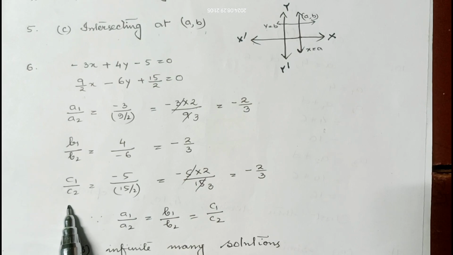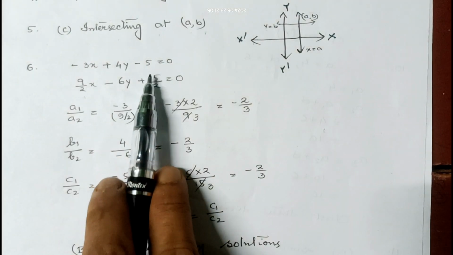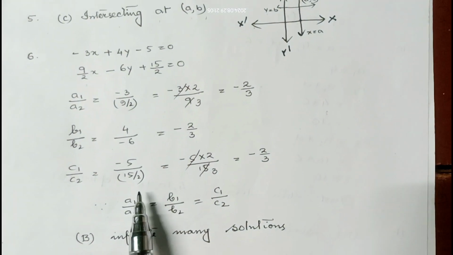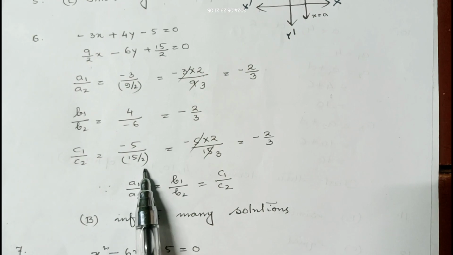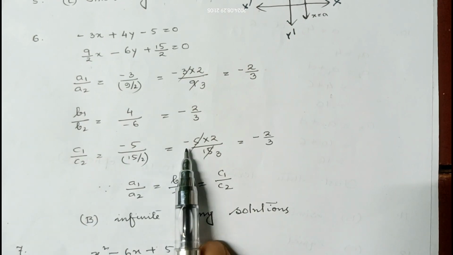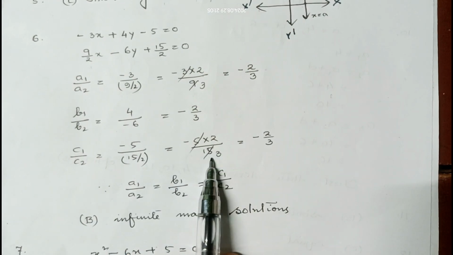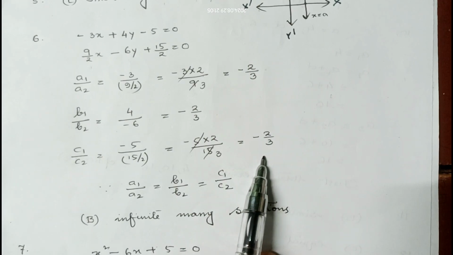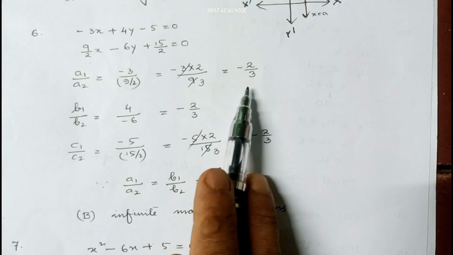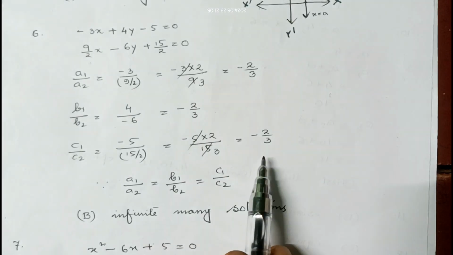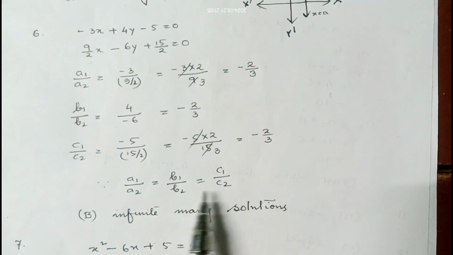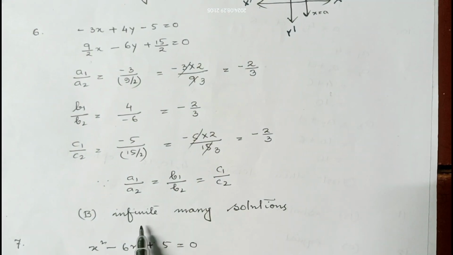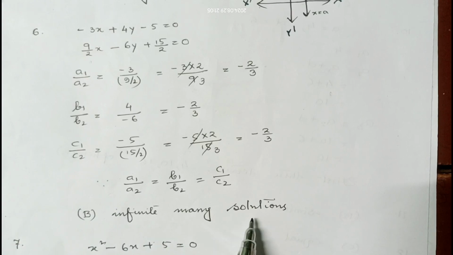Again c1 by c2. c1 is minus 5 and c2 is 15 by 2. So minus 5 by 15 by 2. The 2 will go in the numerator: minus 5 into 2 by 15. 5 threes are 15, so it will be minus 2 by 3. So we found a1 by a2 equals b1 by b2 equals c1 by c2. Since this condition is satisfied, that means it will have an infinite number of solutions.